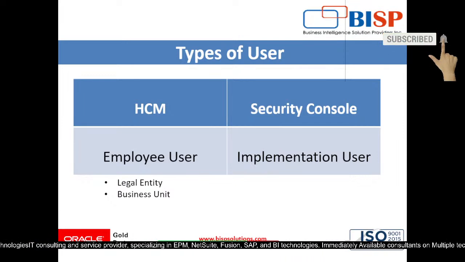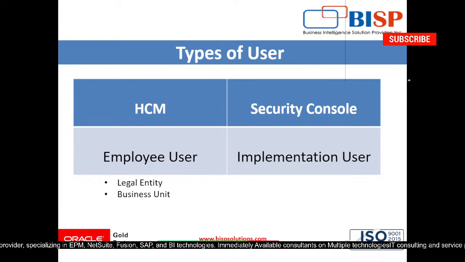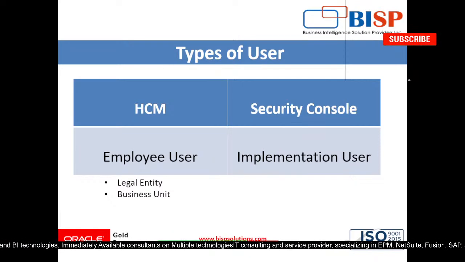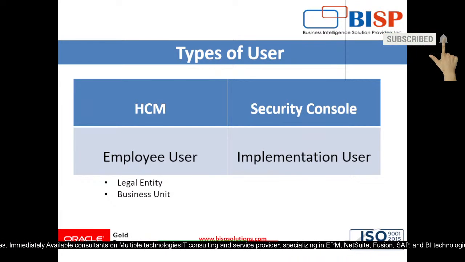If you want to create an employee user, we required a legal entity and the business unit information. So you can't create the employee user directly from the fresh instance, right? We required a legal entity and the business unit. So it is not possible to get the legal entity and the business unit in a fresh instance, right?